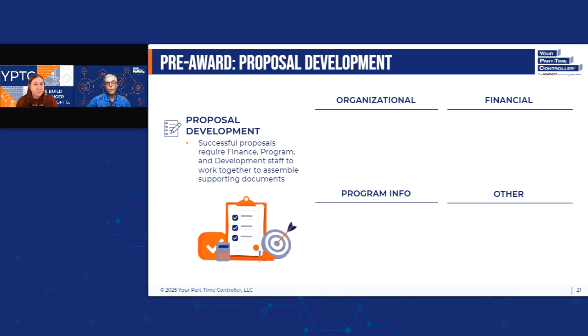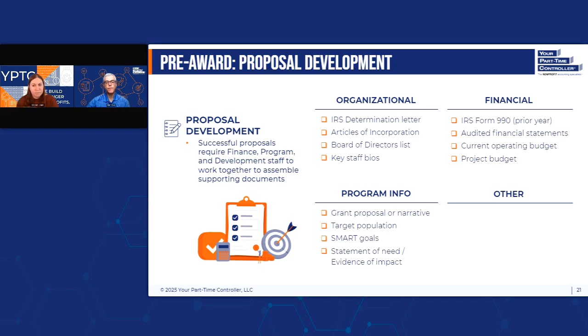The next step in the pre-award process is proposal development. This includes organizational, financial, program info, and other. Successful proposals require finance, program, and development staff to work together to assemble supporting documents. Something that we cannot stress enough, always, always, always read the eligibility criteria first. And just a couple of definitions from this slide. When we use the term SMART, we're talking about specific, measurable, achievable, relevant, time-bound goals.